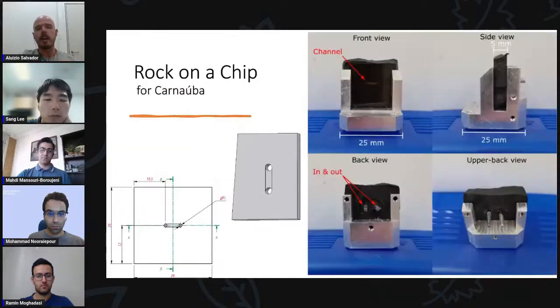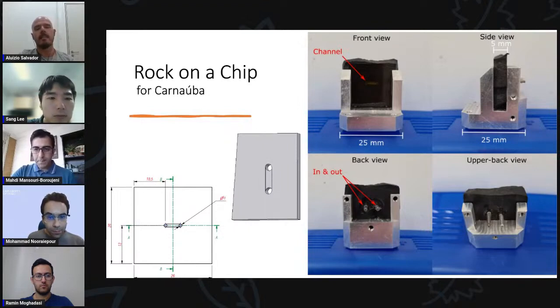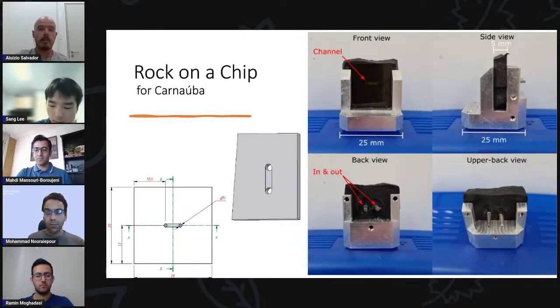That's a rock-on-a-chip, or microfluidic device, that we developed specifically for use in the Carnaúba beamline, using the nanoprobe of the Carnaúba beamline. Here's just the project. We draw a channel on one of the surfaces of the rock. This channel is 1 millimeter wide and 0.5 millimeters deep. At the end of this channel, we have 2 holes with 1 millimeter of diameter that will work as the inlet and outlet of the channel.